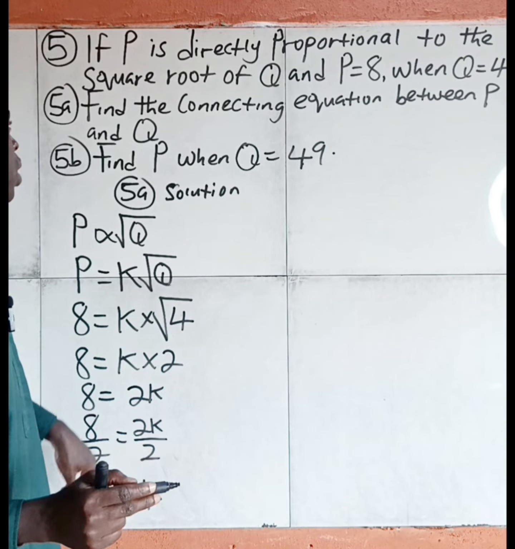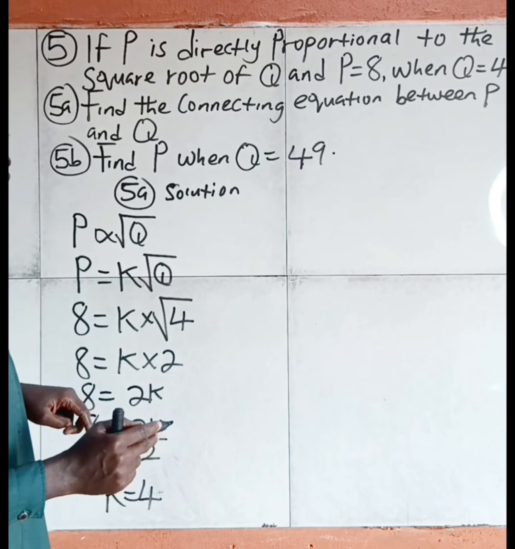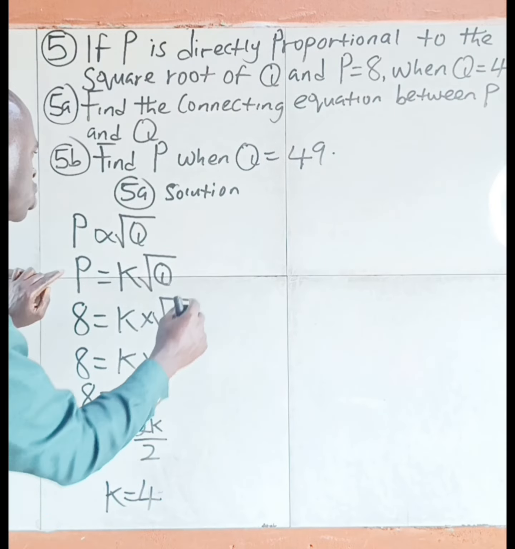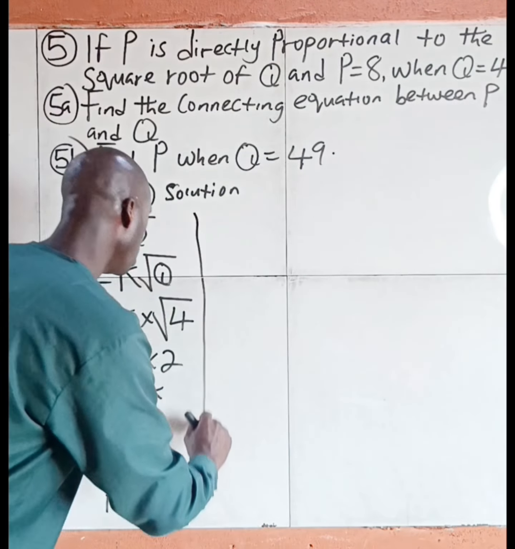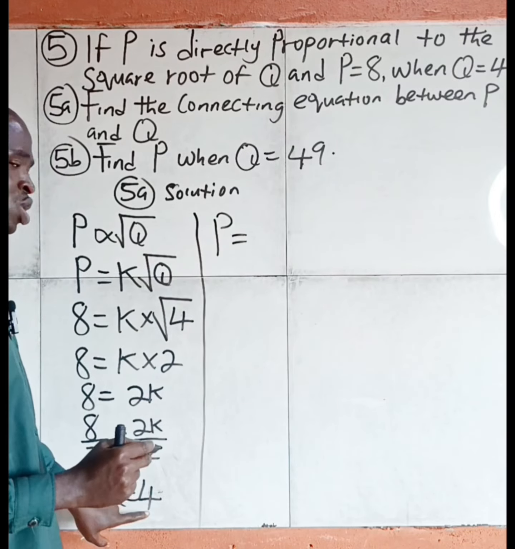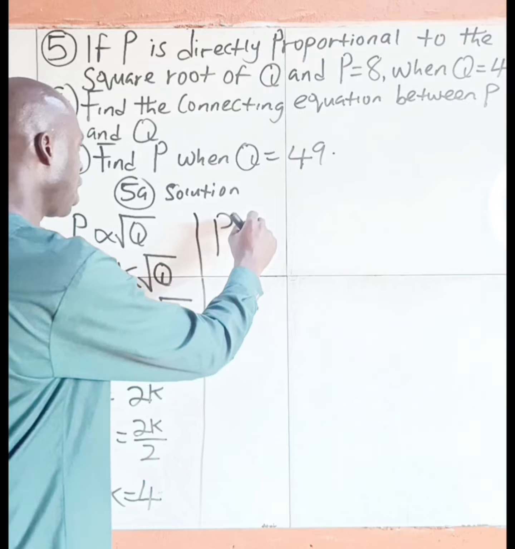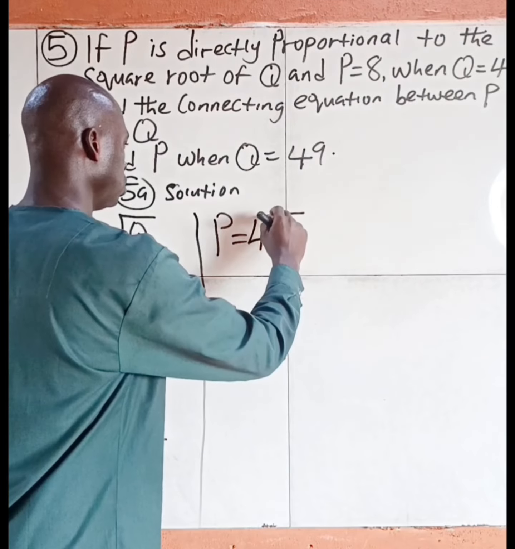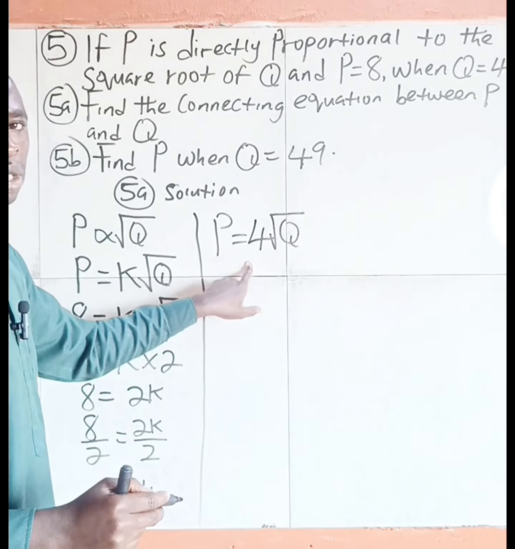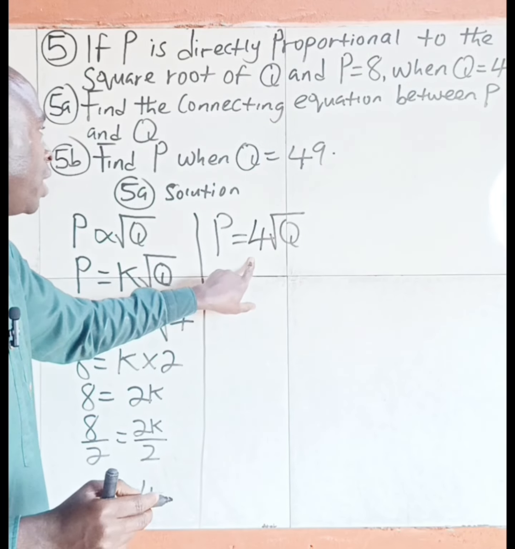Now the next thing, remember we are not done solving. The question says find the connecting equation between p and q. And to find the connecting equation is very, very simple. What you simply need to do is go back and rewrite the formula. And this is the formula. This becomes p equal to, now what is your constant? My constant here is 4. So I'm going to write 4 and the square root of q. So this becomes the connecting equation, and this becomes the solution to question 5a.